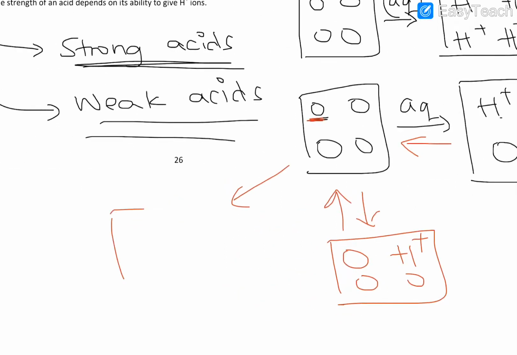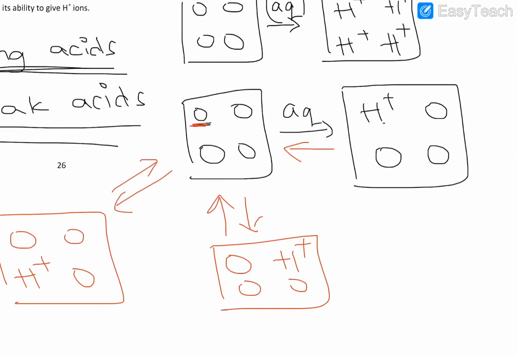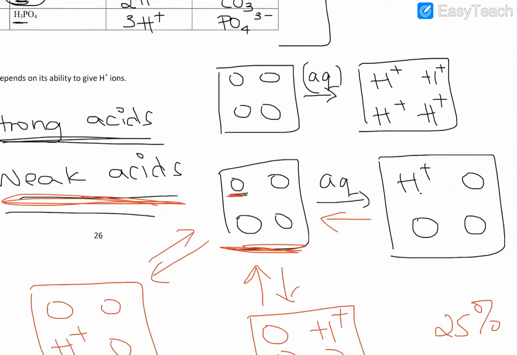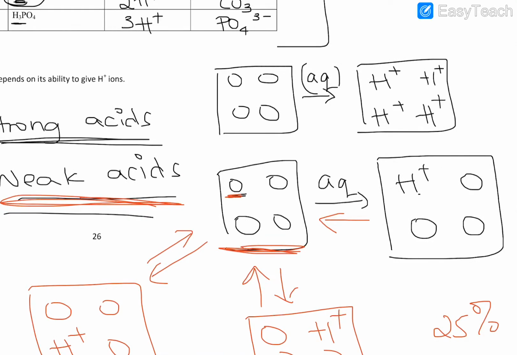Then again, whenever it wants, another one is going to dissociate. Which means that at a time only a certain percentage. So here only 25% of the acid is dissociating to give you H plus ions. So we have 4, so 1/4 is dissociating to give you H plus. So all of them are not really generous in giving their H plus. They want to keep their H plus for themselves. This is what a weak acid is. Not very keen on giving H plus.